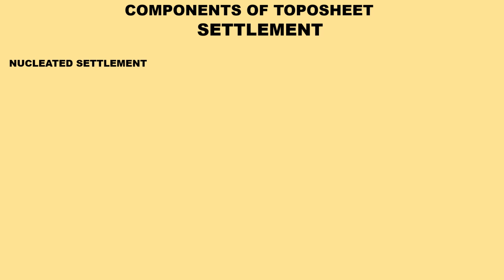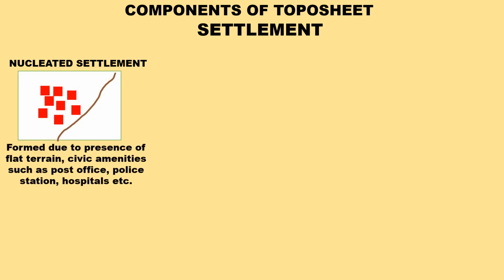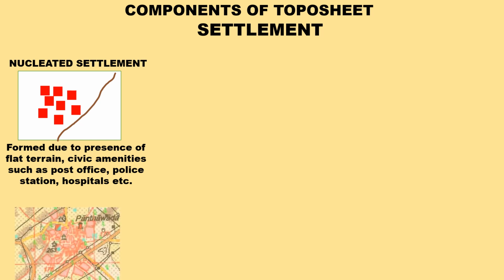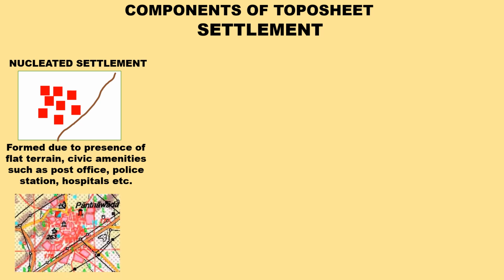Now, there are three basic types of settlement pattern found on the topo sheet map. First is the nucleated settlement. Now, nucleated settlements are formed due to the presence of flat terrain and civic amenities such as post office, police station, hospitals. Let me give you all a real life example.